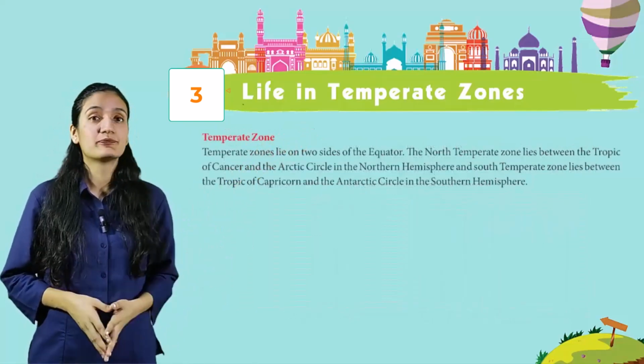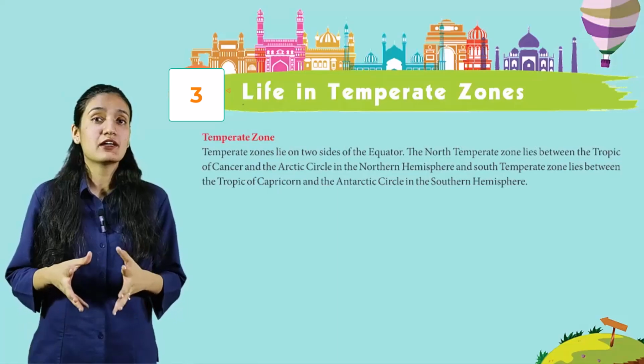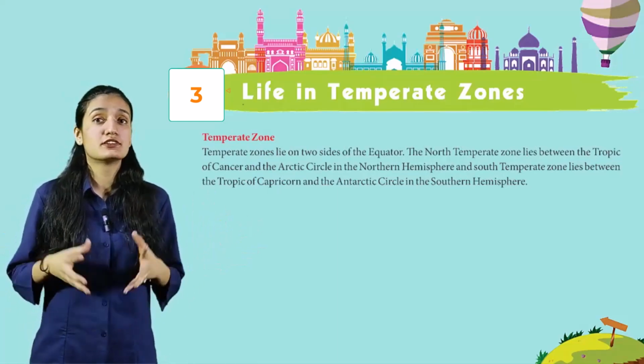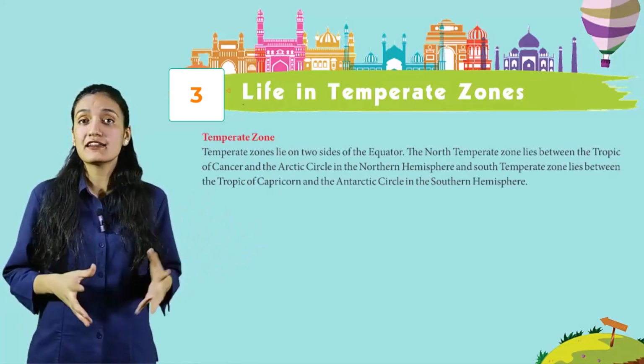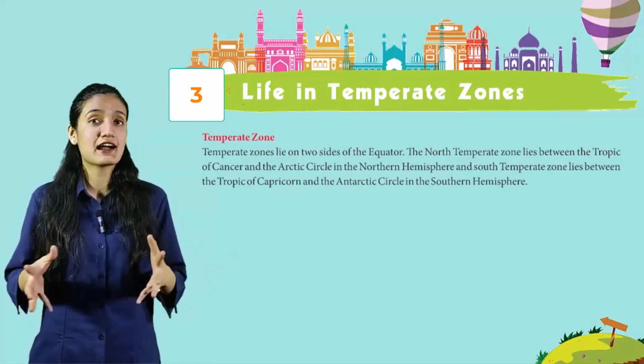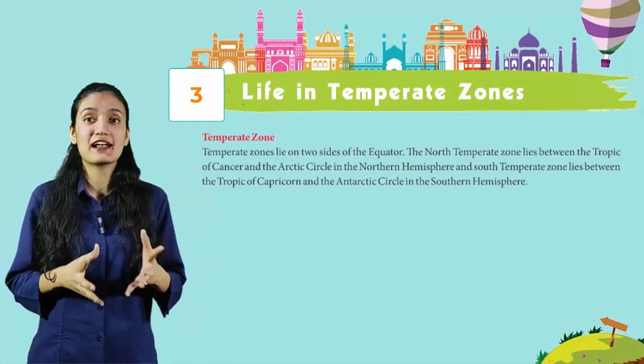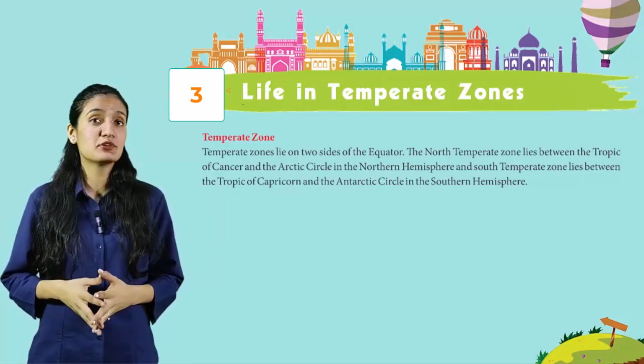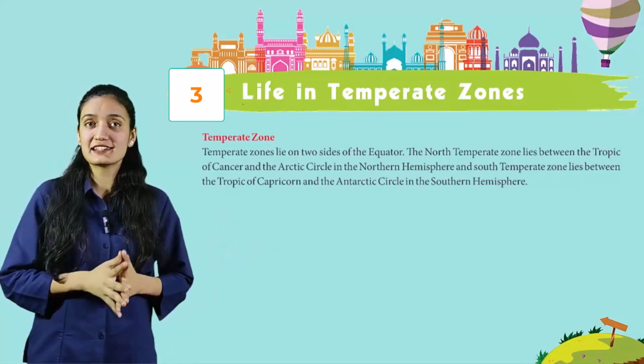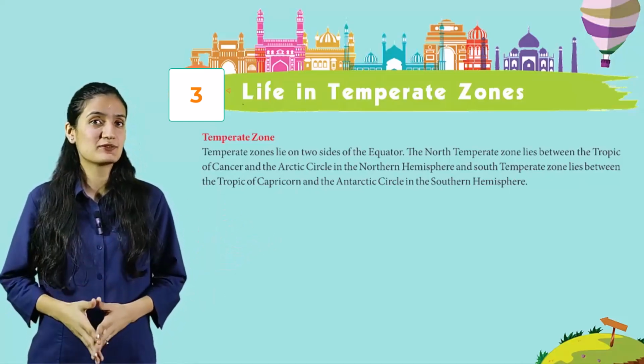Now, temperate zone. Temperate zones lie on two sides of the equator. The north temperate zone lies between the Tropic of Cancer and Arctic Circle in the northern hemisphere, and the south temperate zone lies between the Tropic of Capricorn and the Antarctic Circle in the southern hemisphere.